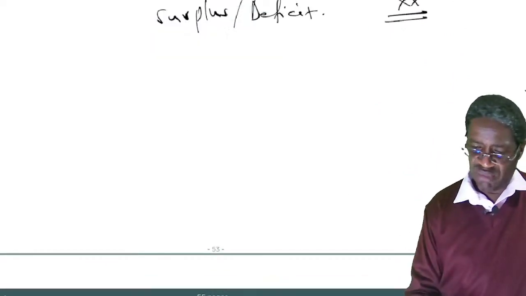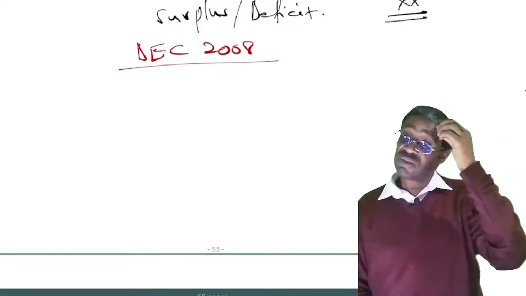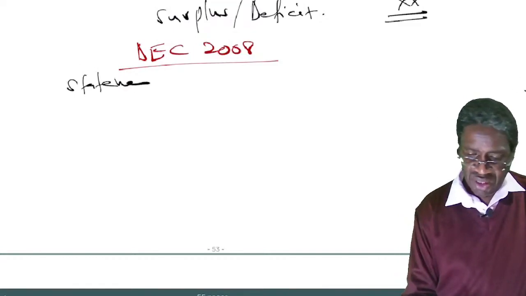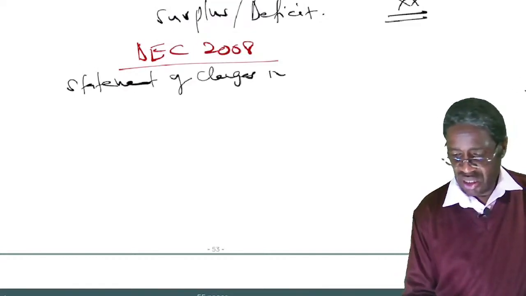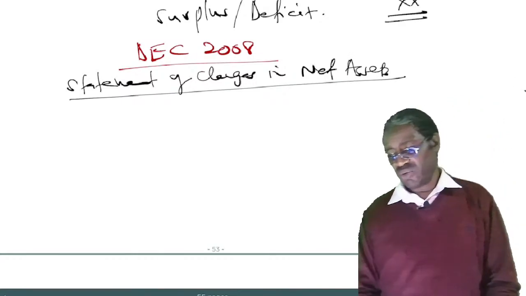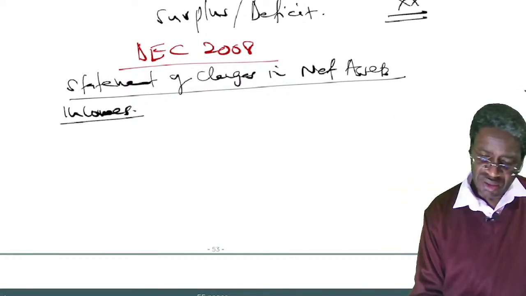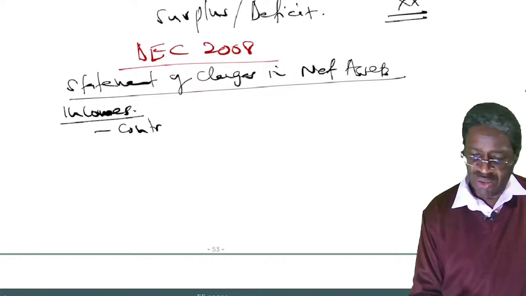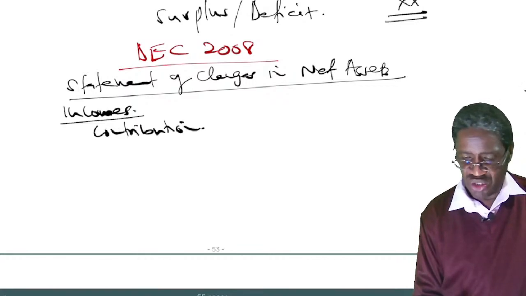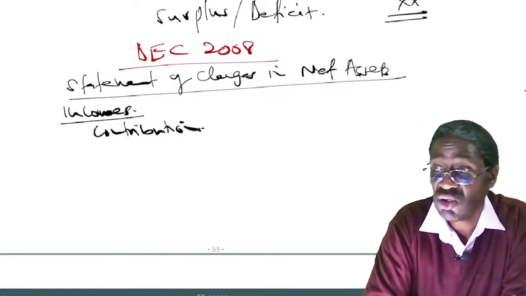That's a question of December 2008. So let's prepare the statement of changes in net assets. We have already agreed you start with the incomes. The most common one we have agreed is the contribution. So maybe I can go through the trial balance, see where we are getting our contributions from. I think they just said members' contribution.